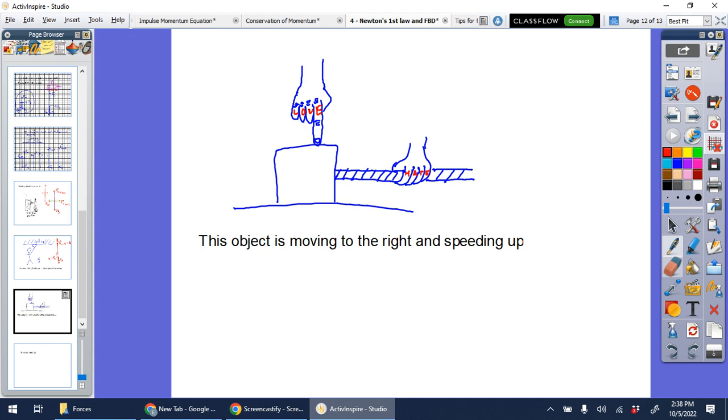All right, so you're drawing an FBD. By the way, there definitely is friction here, so I want you to make sure you do include friction.